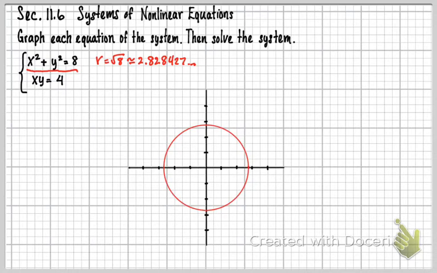Now this one I'm going to have to change the form of a little bit. So this one I'm going to write as y equals 4 over x. And I can divide by x here because x can't be 0, because 0 times any other number can never equal 4. So that's what makes this okay to do here. Now in general, I wouldn't divide by a variable ever, but for that reason I can here.